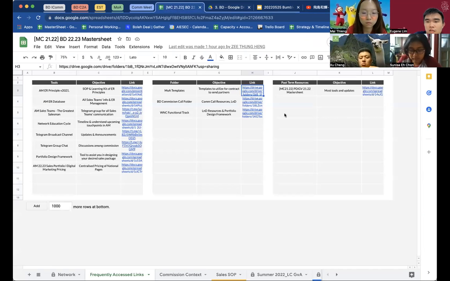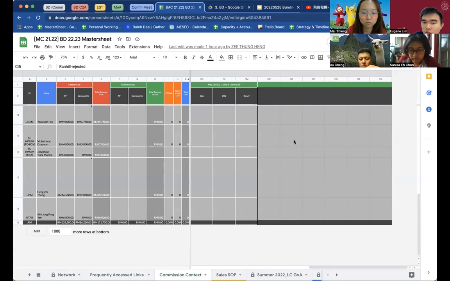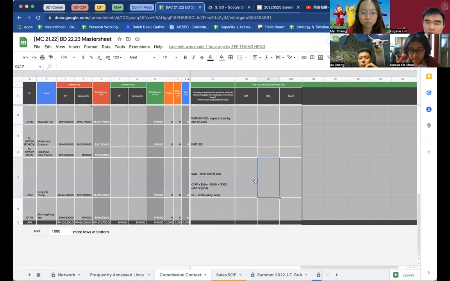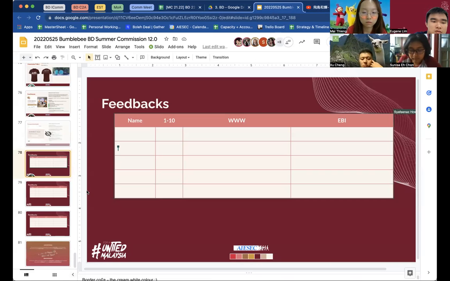You can also update your call to action here, including updating the membership email signature. Update here, and also give your feedback.